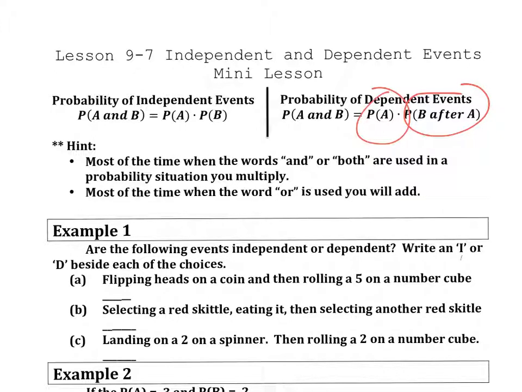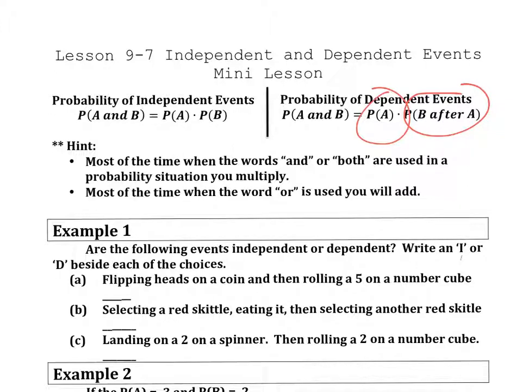A hint to remember, almost all the time, if you see the word and or the word both, you know that in a probability situation you will multiply. When you see the word or, as we learned in the previous two lessons, that's when you will add the two probabilities together. So to start, we're just going to answer if a few scenarios are independent or dependent.